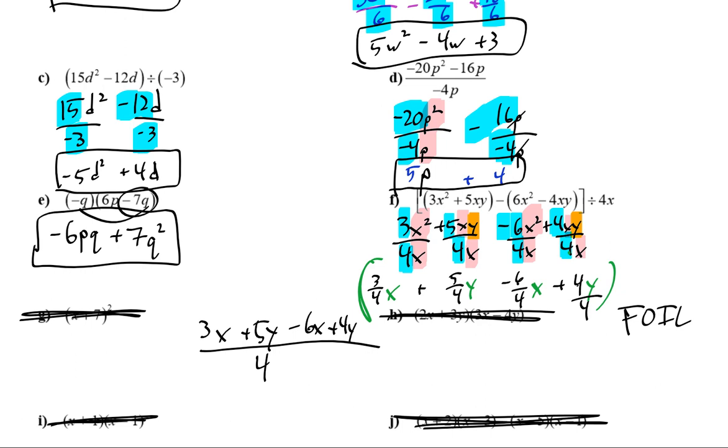Now I can find some like terms in there. I can find x terms, and I can find y terms. Three minus 6, that's negative 3 x's. 5 and 4, that's 9 y's. That's still all over 4. Neither of these cancel out nicely.